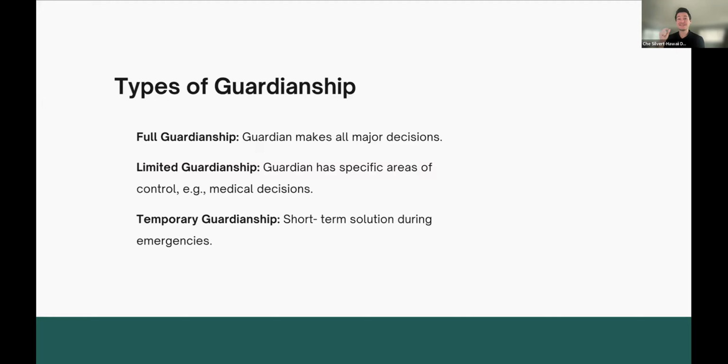Temporary guardianships are essentially emergency guardianships. And the emergency guardianship is never going to last for a long time. These are typically only granted for very short instances of time. That's the point of these.